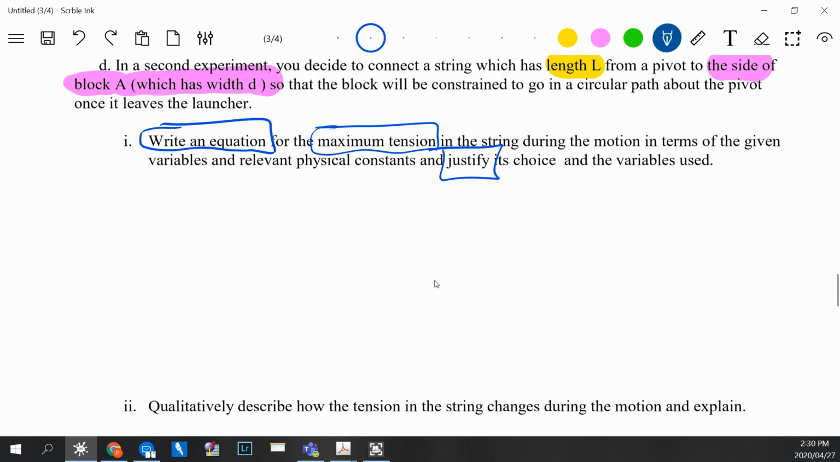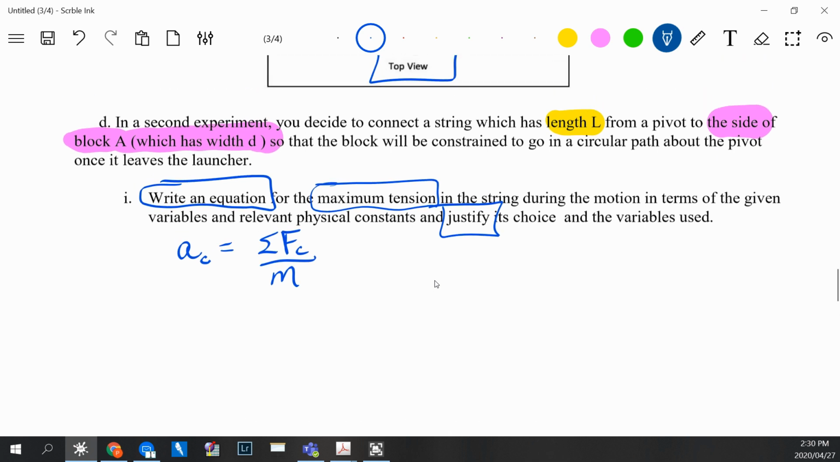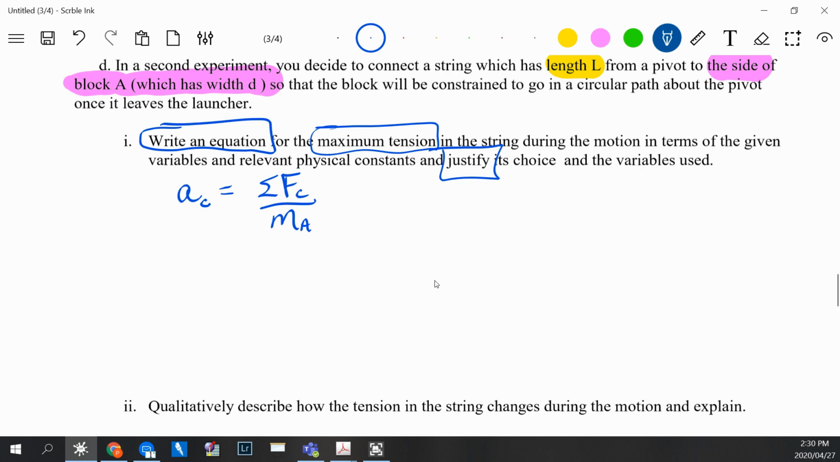So if I think of circular motion, I can write that the acceleration is centripetal, but it has to be equal to the net force centripetal, in other words, directed towards the center, divided by the mass of this block. In fact, just to be clear about that, did it say which block I have? Oh yeah, block A. So let's use m_A. So this is the acceleration of block A, but it's centripetal, so I'll just use it as a_c. All right, so the maximum tension is going to occur when the block is moving fastest. It is going to slow down, but the fastest speed will correspond with the maximum tension.